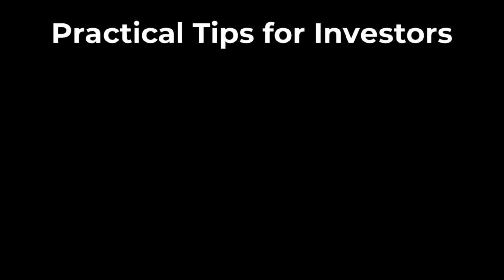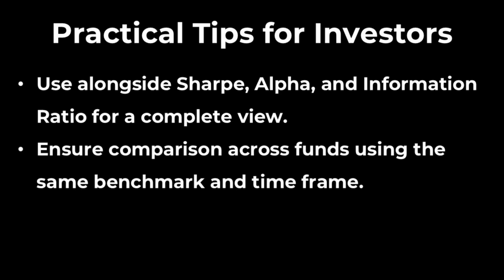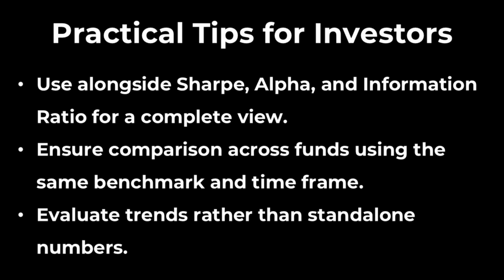Here are some quick tips. Don't use the Treynor Ratio in isolation. Pair it with Sharpe, Alpha, or the information ratio for a full view. Always compare funds using the same benchmark and time period. And remember, it's better for spotting performance trends over time rather than relying on a single snapshot.